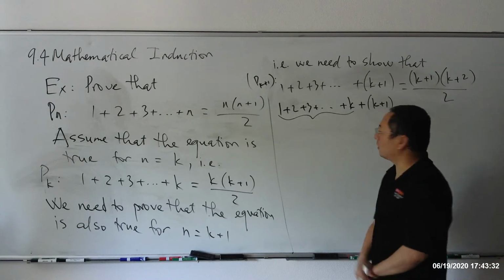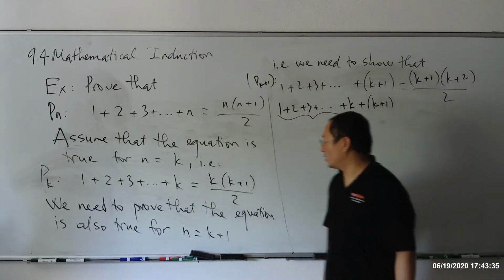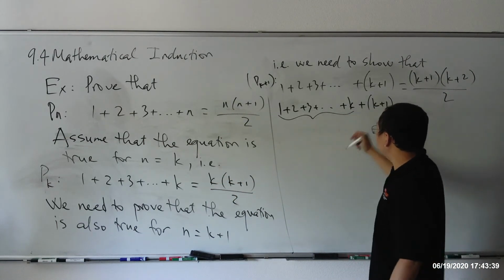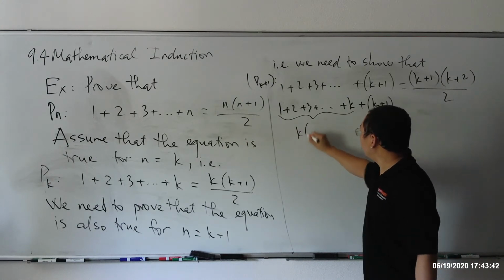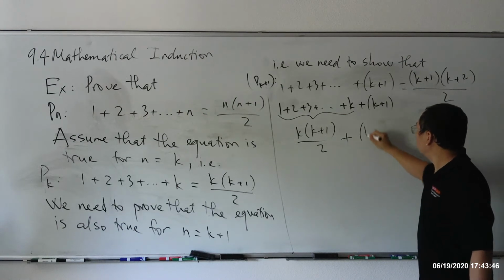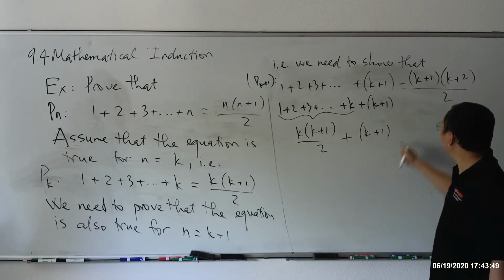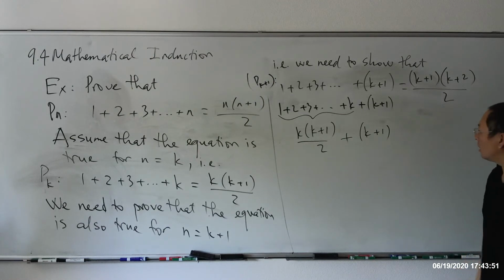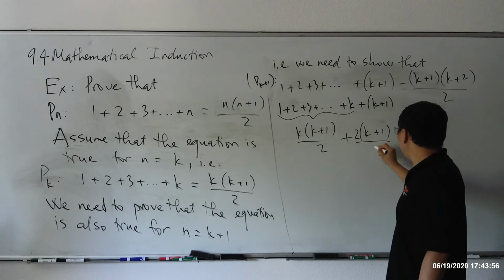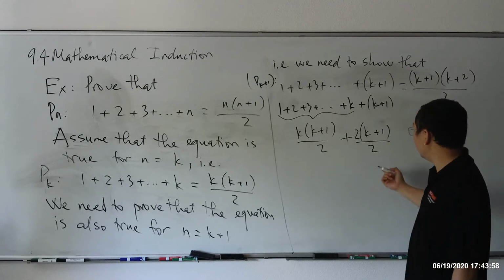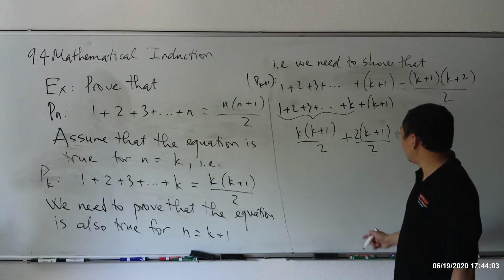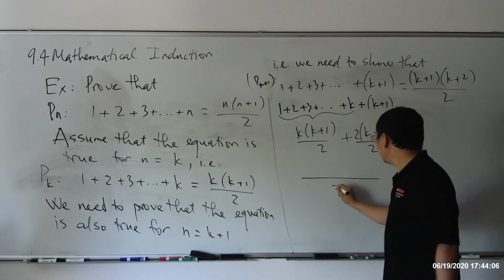Because we know that the sum of the first k terms, according to our assumption, is equal to k times k plus 1 over 2. So the first k terms right here will be equal to k times k plus 1 over 2. And then you add k plus 1, which is the last term. And hopefully they'll be equal to whatever you have on the right hand side. So how do you add the two numbers? Make the same denominator, combine the two fractions. The denominator is 2, so I modify the second term to 2 times k plus 1 over 2. Now the fraction is over 2.